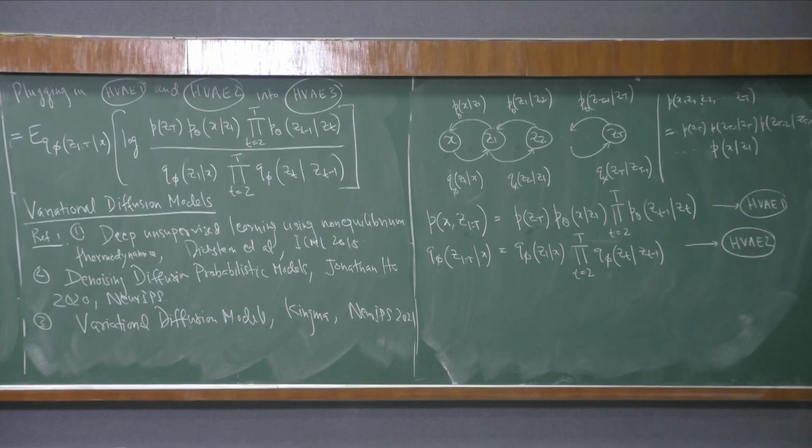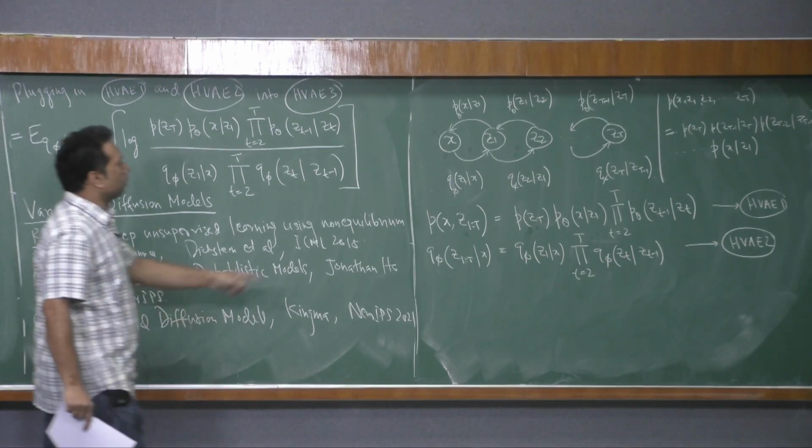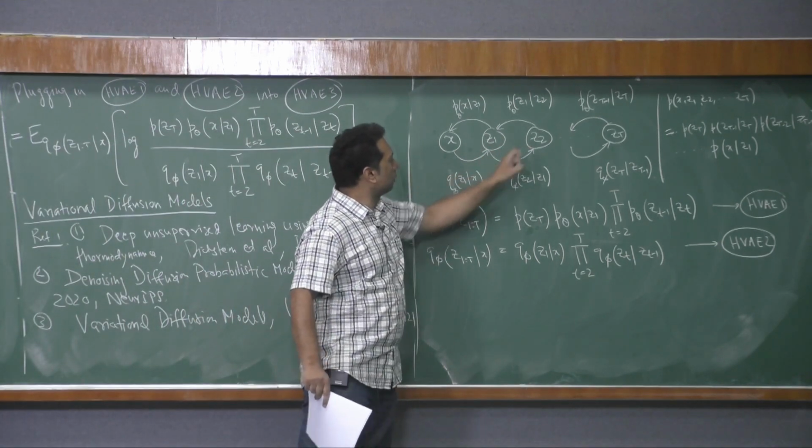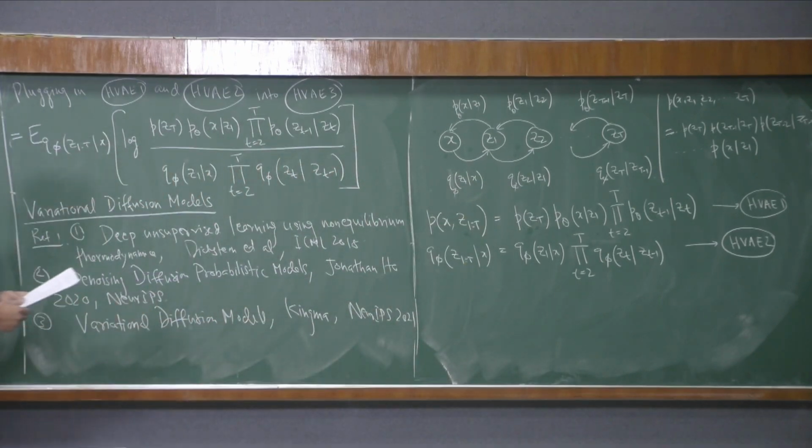And obviously we are maintaining the Markov property. Markov property says that dependence is only on the previous one, the immediate previous one. Okay, that's the definition of Markov property.